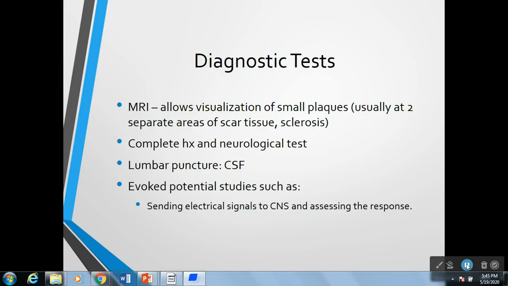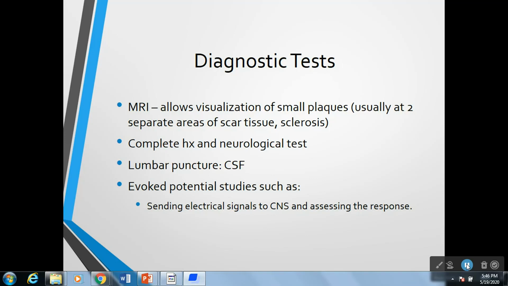Of course, they're going to do a complete history, a neurological test. They may even do a lumbar puncture to check the cerebral spinal fluid to see if there's any antibodies there. They could do what's called evoked potential studies, where they'll send lots of electrical signals to the central nervous system, and then they'll assess how the patient responds to that. But an MRI is the more complete diagnostic exam that they will do for a patient to diagnose MS.